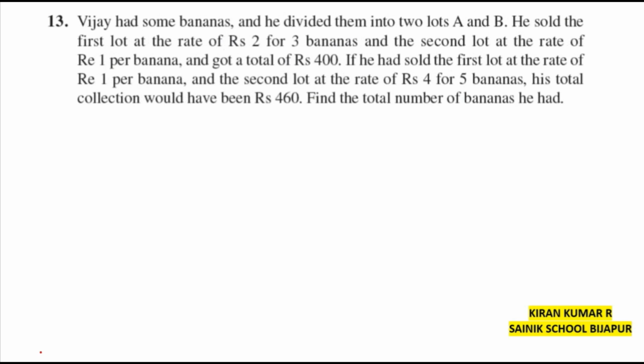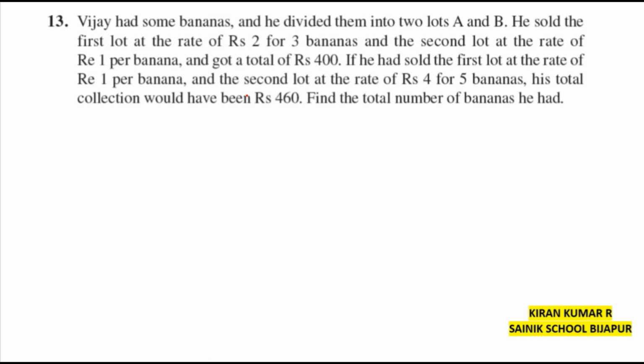Question number 13. Vijay had some bananas and he divided them into two lots, A and B. He sold the first lot at the rate of rupees 2 for 3 bananas and the second lot at the rate of rupee 1 per banana and got a total of rupees 400.